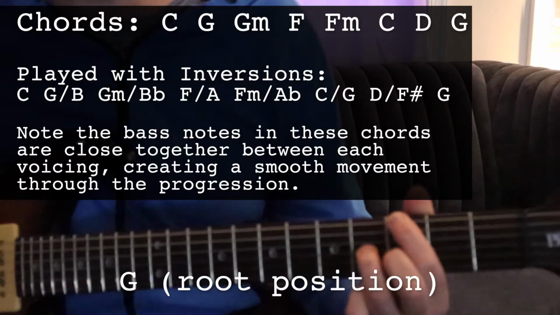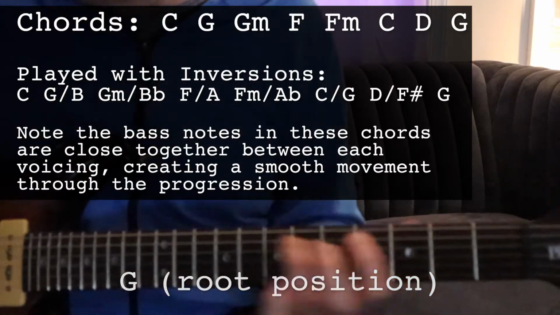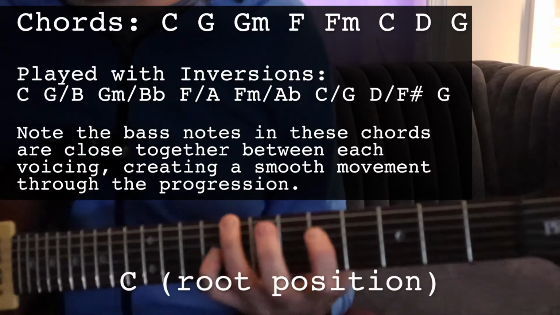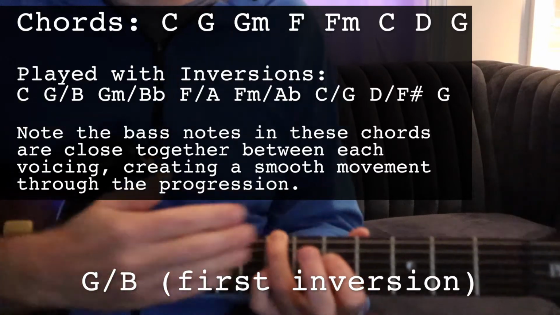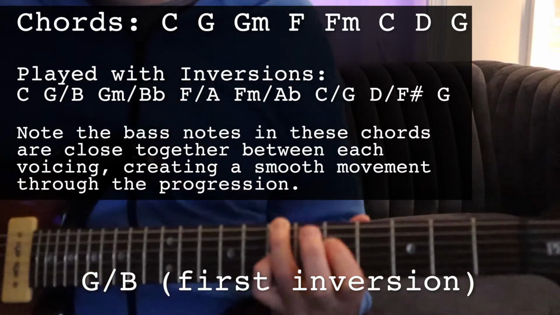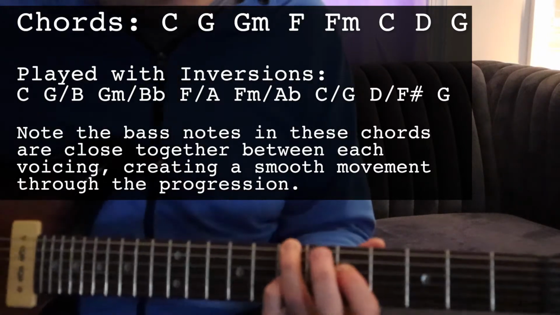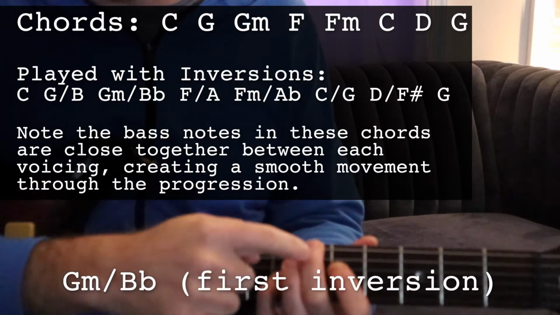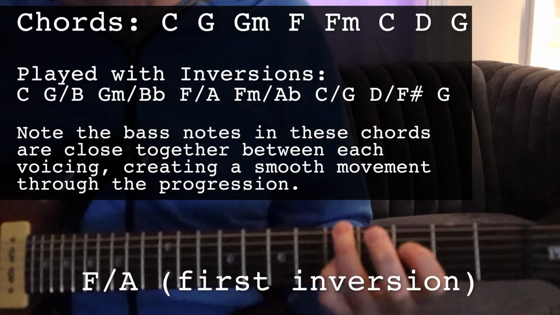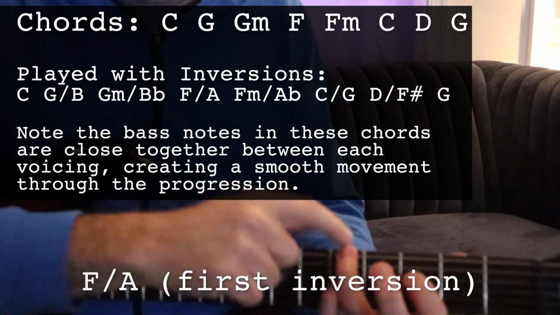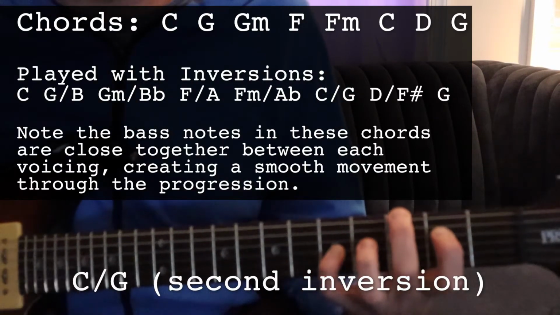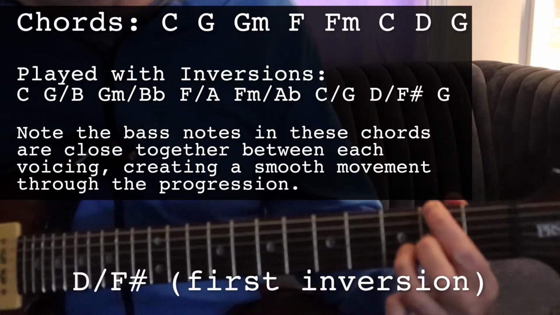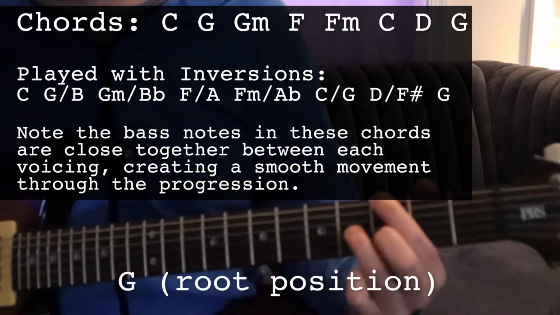I just want to show the possibility here. Now, here we're talking about a C. Here we're talking about a G with a B in the bass. This is an inverted G. It's actually a first inversion G. Here we have an inverted G minor. We have an inverted F with the A in the bass. You have an inverted F minor, inverted C, back to D, inverted D to G.